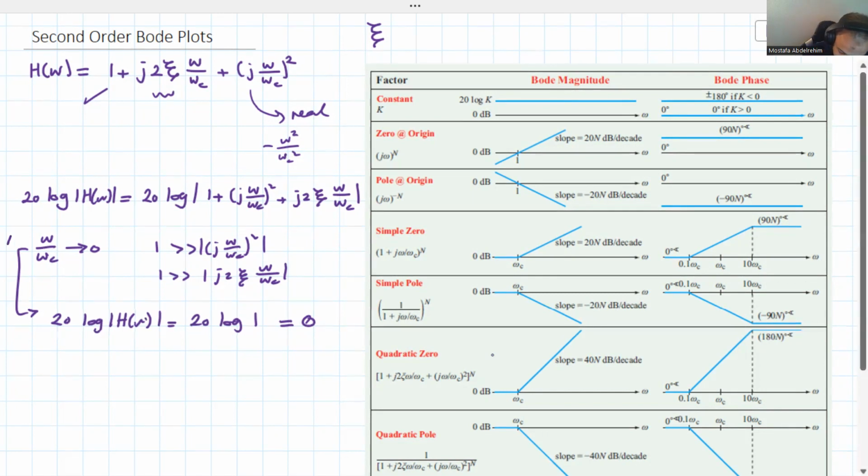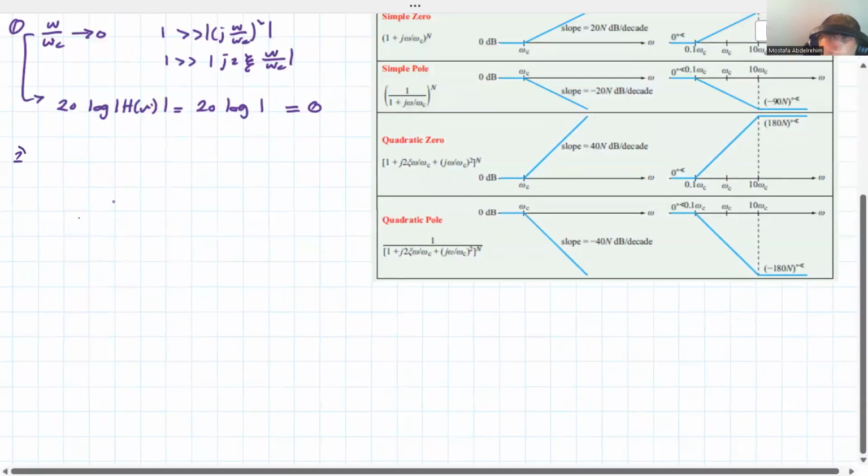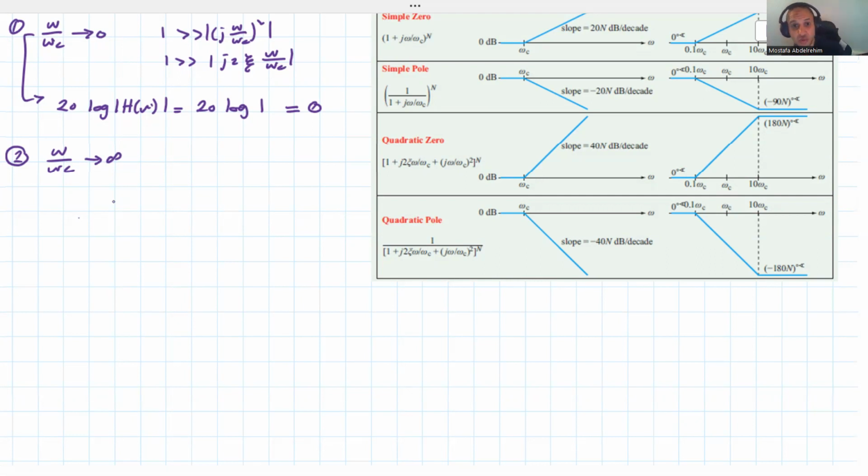That's the first case. So the second case, omega over omega c tends to infinity. In that case here, we're gonna neglect two terms.